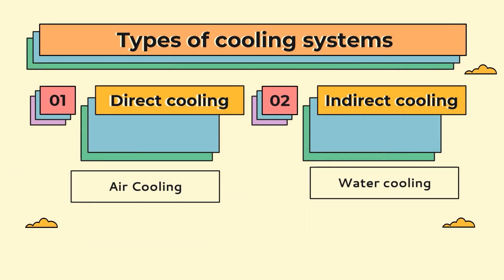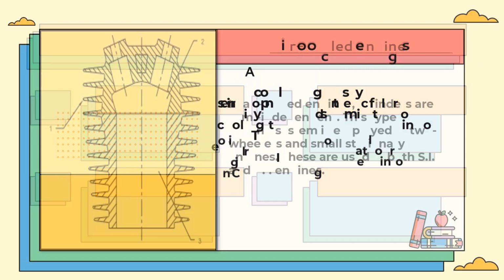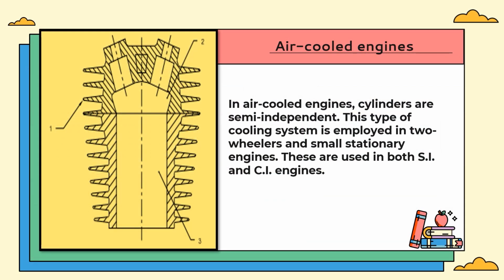Types of cooling system: direct cooling and indirect cooling. Direct cooling is also known as air cooling. Indirect cooling is also known as water cooling. Air cooled engine: in an air cooled engine, cylinders are semi independent. This type of cooling system is employed in two wheelers and small stationary engines. These are used in both SI and CI engines.